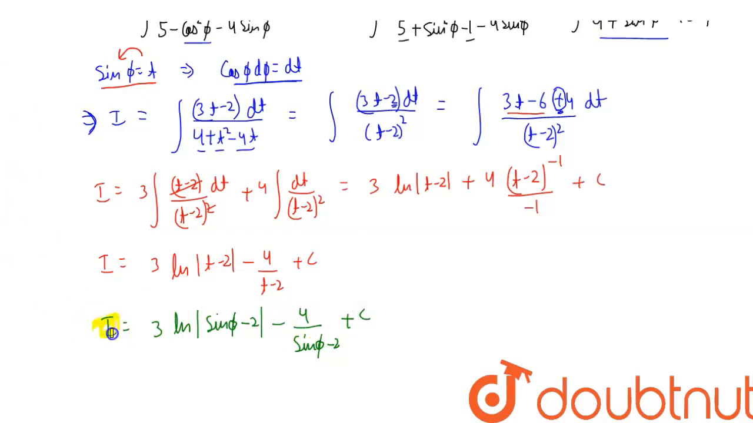In the question they have asked us to evaluate the value of the integral. So we have got the integral as 3 times the logarithm of sin phi minus 2, minus 4 whole divided by sin phi minus 2, plus c as the constant of integration. So this is the value of our integral, and this is our solution.